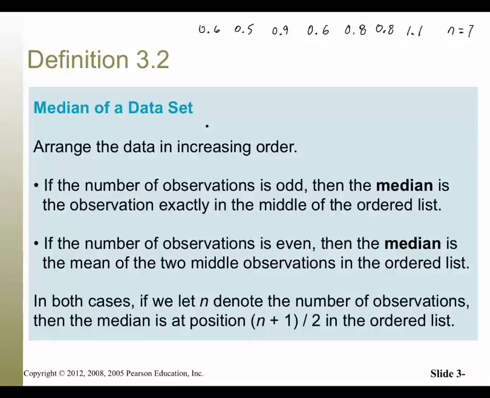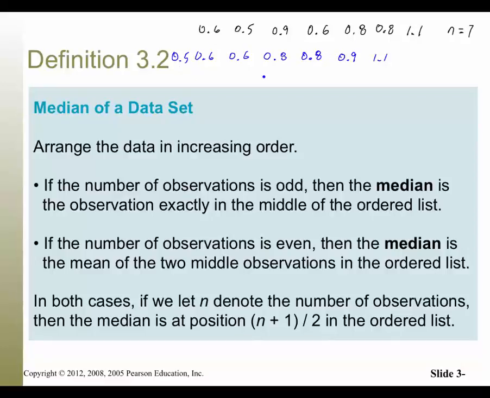We have to put them in order from least to greatest, in ascending order. If n equals 7, I'll put them in that order. Least is 0.5, forgot 0.5, then 0.6, 0.6, and 0.8 next. And so if we've got 7, that means we're going to have 3, 1, and 3.